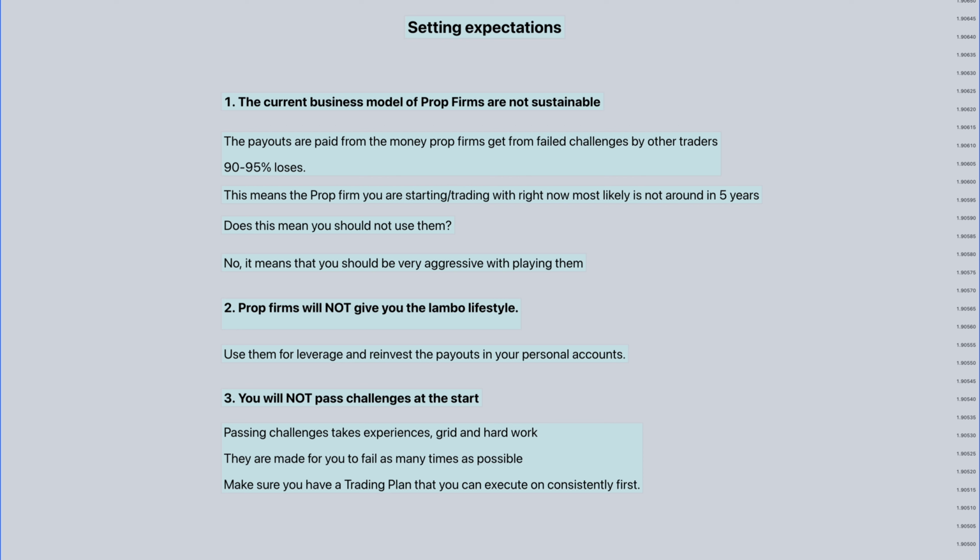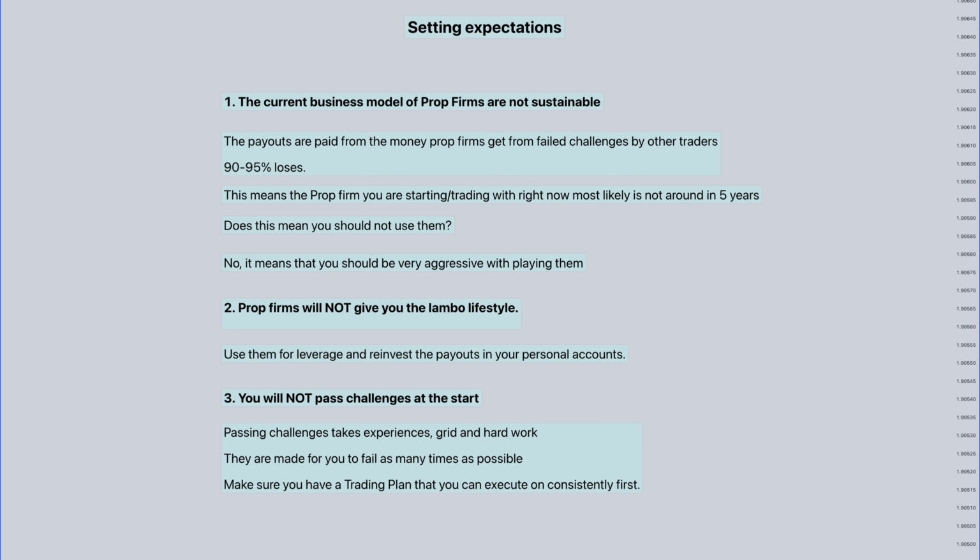So there are lots of challenges and mental hurdles to be taken at a challenge, but also between the challenge and the payout. And it needs some serious experience, grit, and hard work. Challenges are made for you to fail as many times as possible. Why? You saw it in the first expectation. They need you to lose, because without you losing, they cannot pay out the profitable traders.